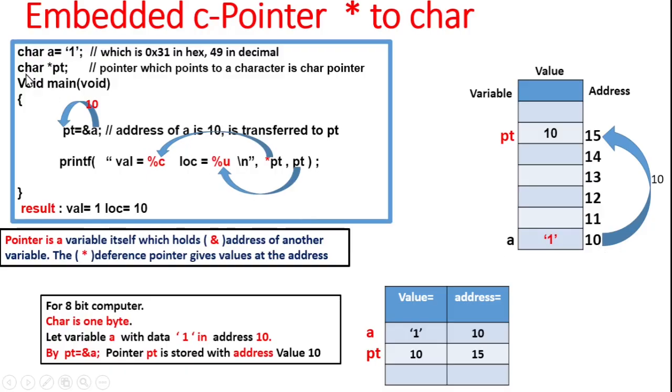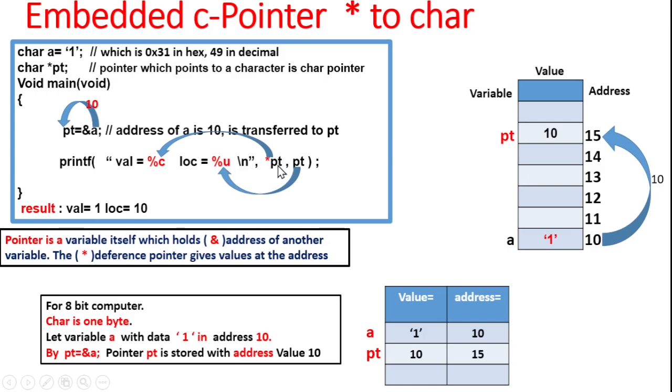Now we are creating another variable, a pointer variable, char star pt. So pt got created. Star pt is char. Understand? Star pt is char. pt is an address. pt will hold the address of another variable. So the address of A will be stored in pt. So now A got 1 and pt got 10.